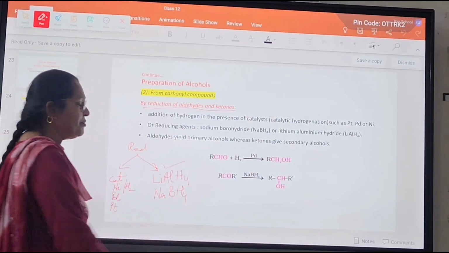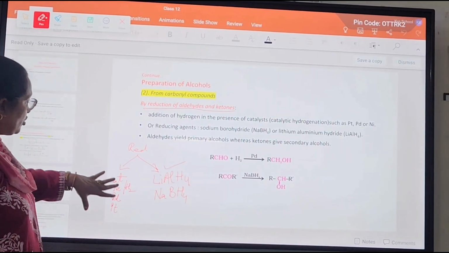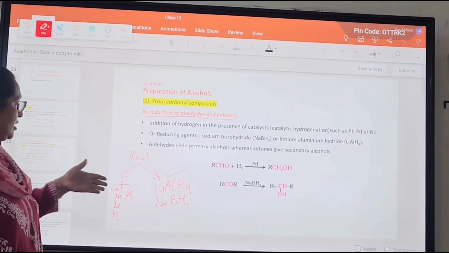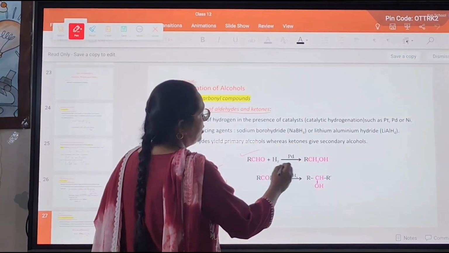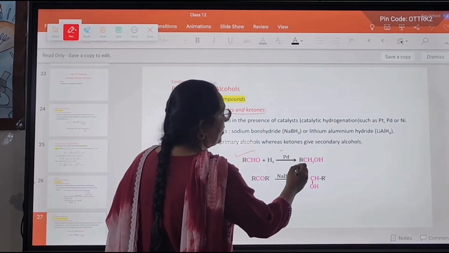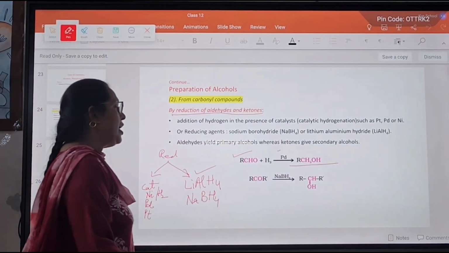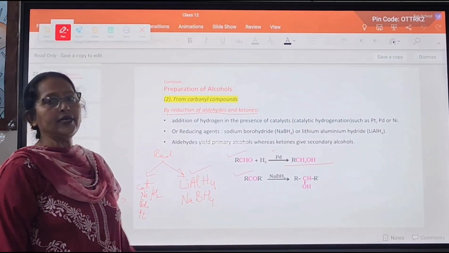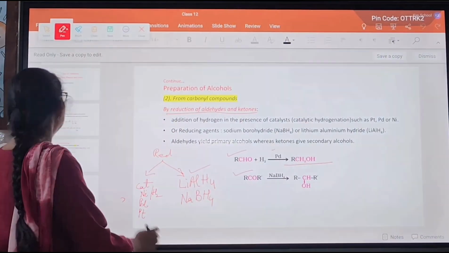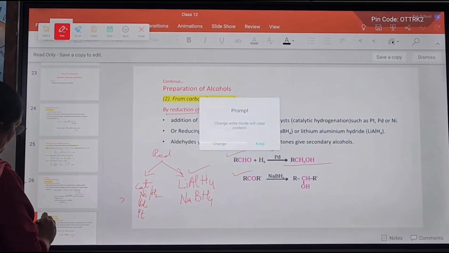Since lithium aluminium hydride is very expensive, we would prefer the catalytic reduction. Here the aldehyde in the presence of palladium gives the primary alcohol, and if we take the ketone in the presence of sodium borohydride, it will give us the secondary alcohol.